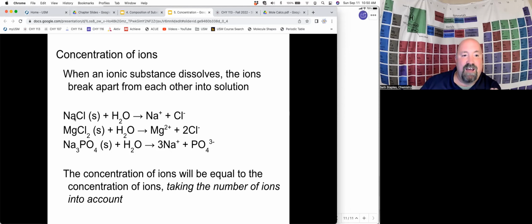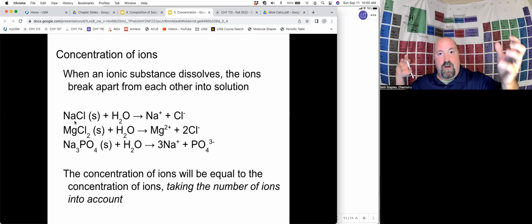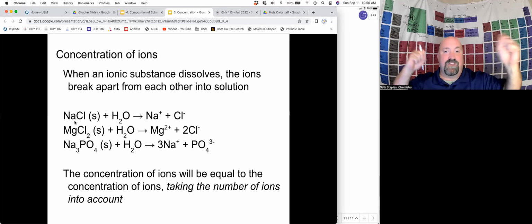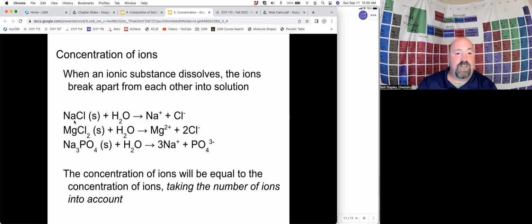In NaCl, when I dissolve solid NaCl, the sodium ion separates from the chloride ion. And so I now have those two distinct ions floating around in my solution. That means that in an NaCl solution, for every one unit of NaCl, I actually have two ions in there. I've got one sodium ion and one chloride ion.